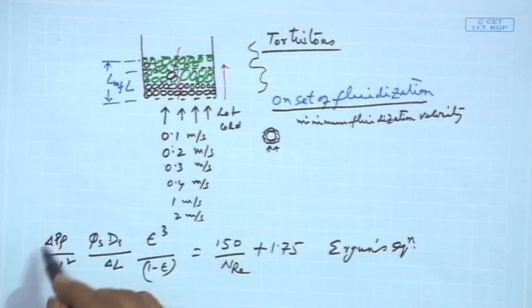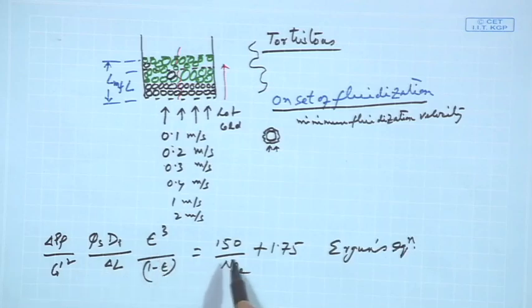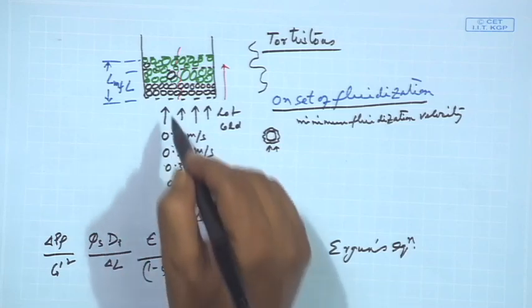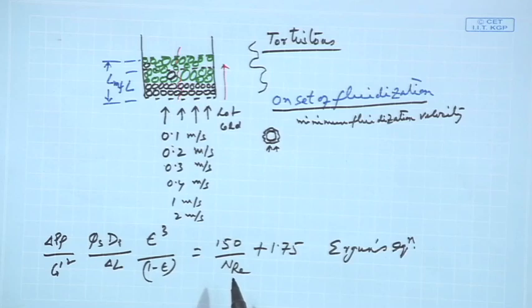Right. So, delta P rho by G prime square phi s dp by delta L epsilon cube by 1 minus epsilon is equal to 150 by NRe plus 1.75. This we said to be Ergun's equation. So, according to this Ergun's equation, as the velocity through the particles or the bed is increasing, the pressure drop is also increasing.